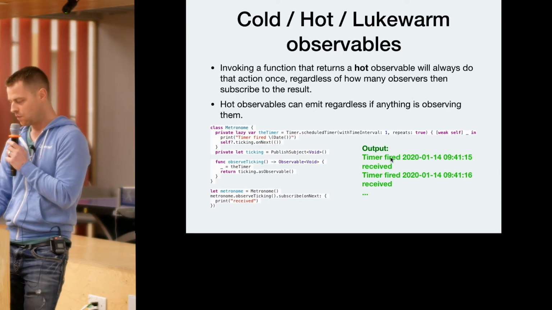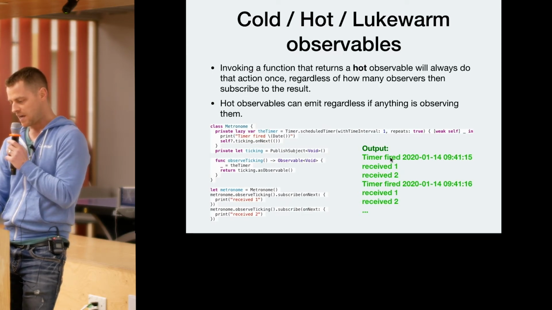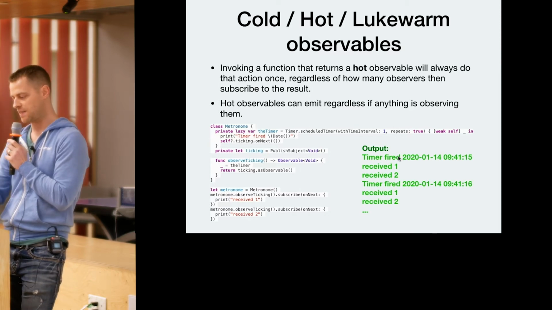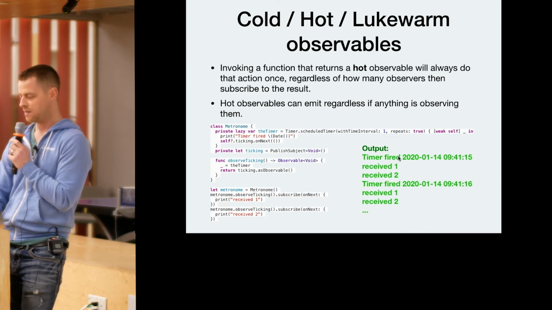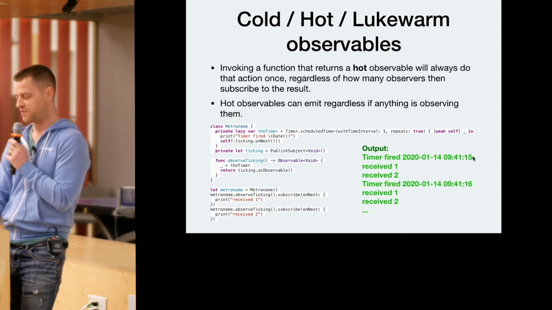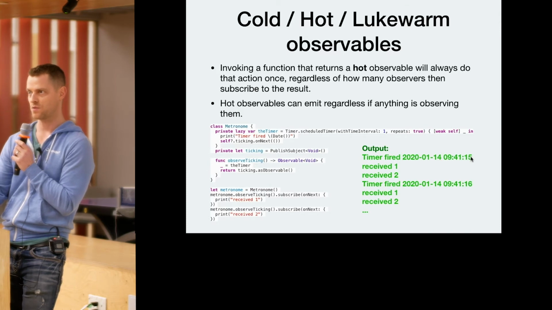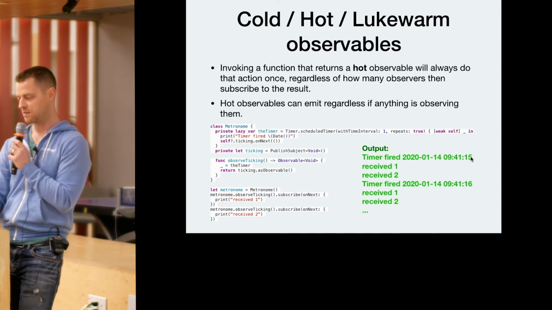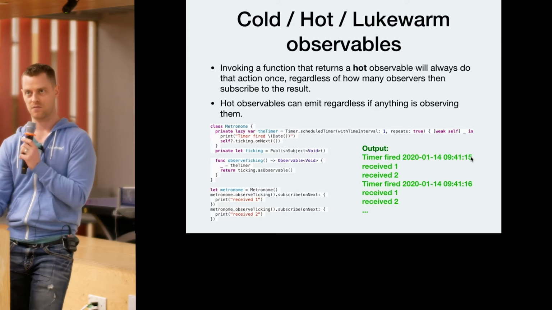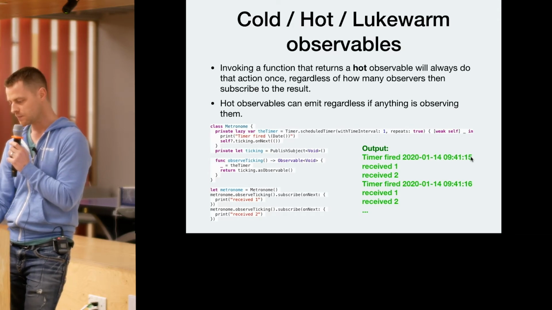It's 1-to-1. And I add a second observation, a second subscription, and we see what we expect with a hot observable, that the timer fires once and then each observer per. So I don't get 9:41:15 twice because I have two observers, just the one time. Whereas a cold would do the 9:41:15 twice because I have two subscribers. Okay.